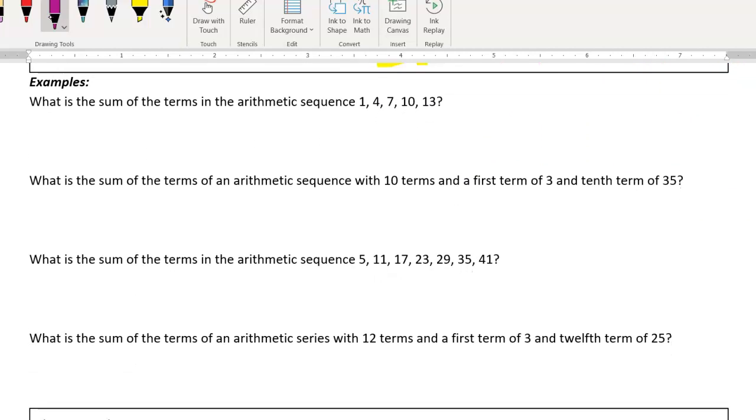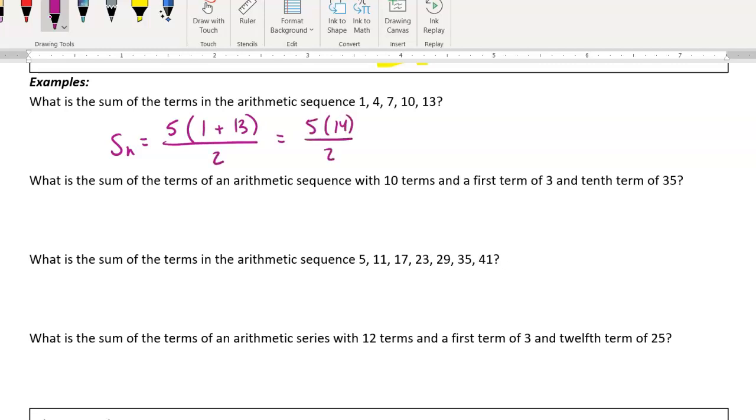So again, with this one here, what is the sum of the terms of this arithmetic sequence? So we have 1, 4, 7, 10, and 13. Double check. Yes, it is an arithmetic sequence because we're adding 3 each time. So we're going to use that formula, where first off we have 5 terms. So I'm going to say the sum of that series is 5 times the first term, which is 1, plus the last term, 13. We're always going to divide that by 2.